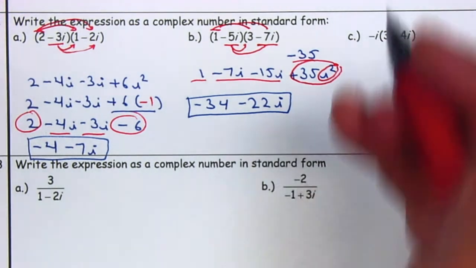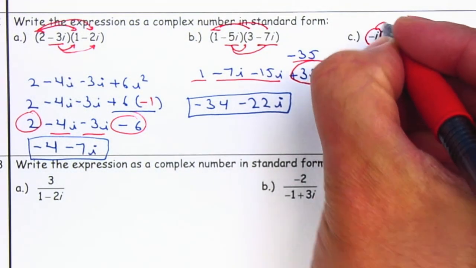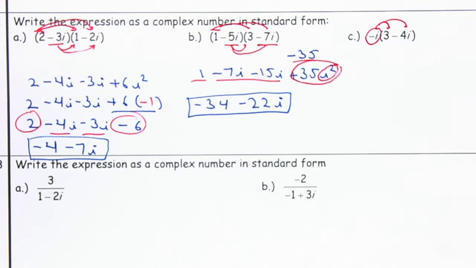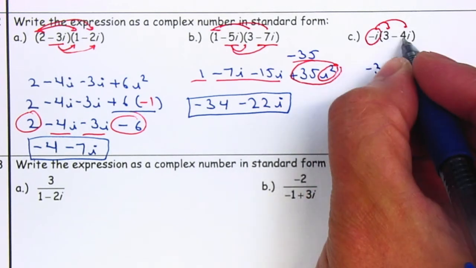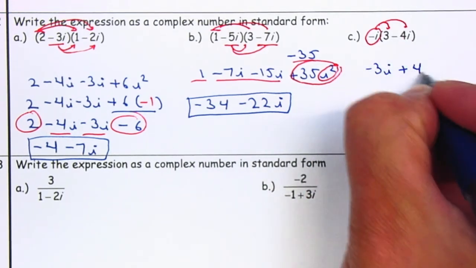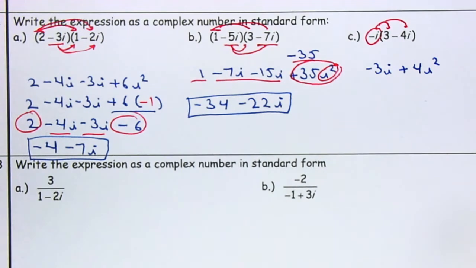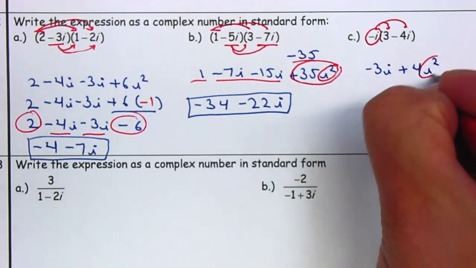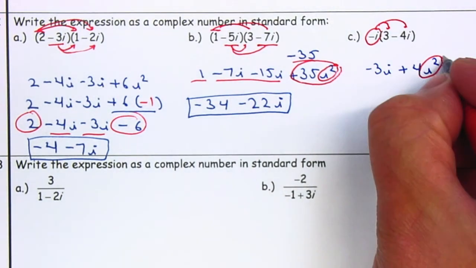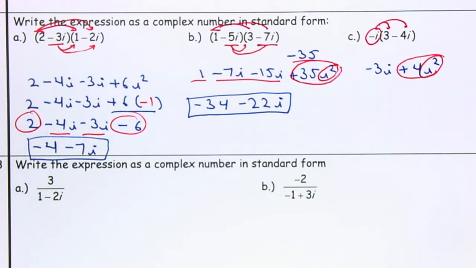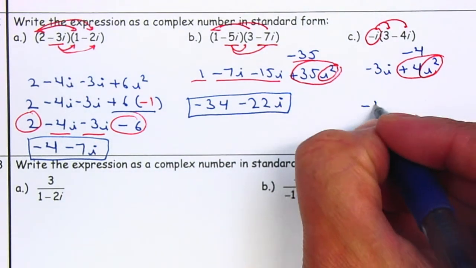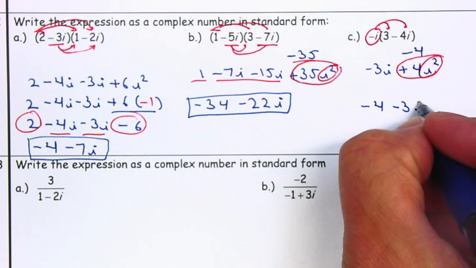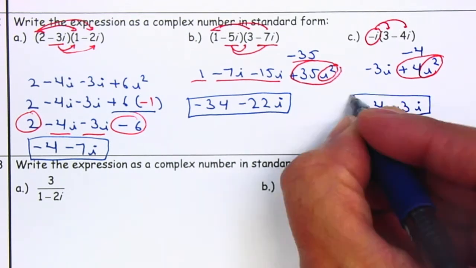Great. So for letter C, I'm going to use my distributive property to multiply. That gives me negative i times 3 is negative 3i. Negative i times negative 4i is positive 4i squared. Now, I know that i squared is negative 1. Negative 1 times positive 4 will give me negative 4. I cannot combine anything, but it's important that you write down the real part first and then the imaginary part. And this will be our final answer.